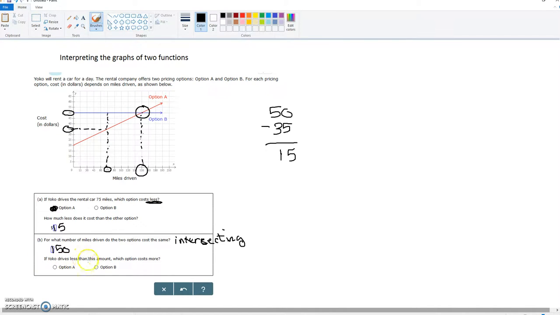If Yoko drives less than this amount, again paying attention to the key words, less than this amount, which option costs more? So drive less, which means it's got to be on this side, and it wants to know which one's more expensive. So based on this information, option B costs more. And this is how you will analyze the graph in order to find the information needed for these questions.